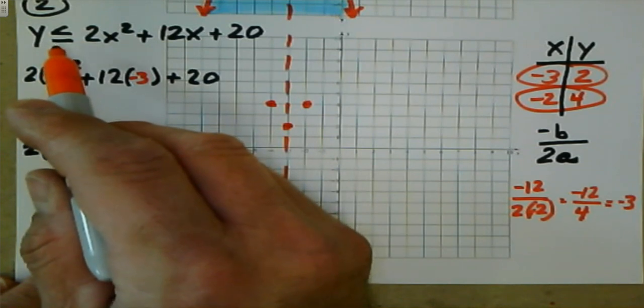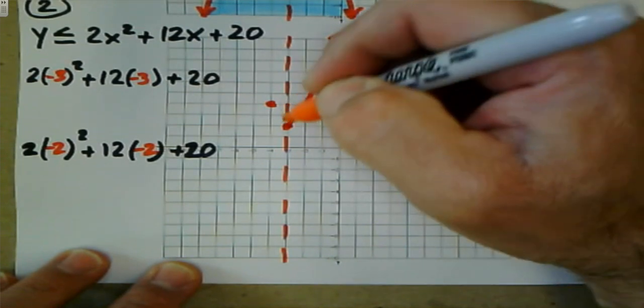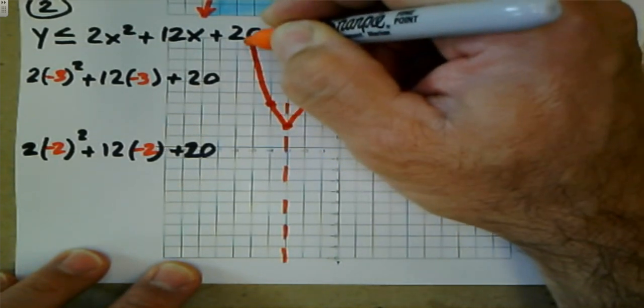Dotted or solid line? Solid line. What's that?